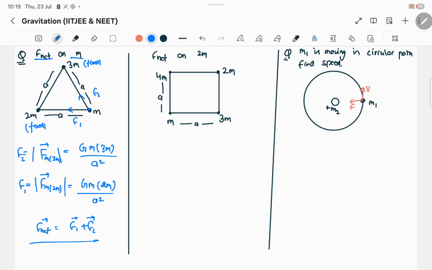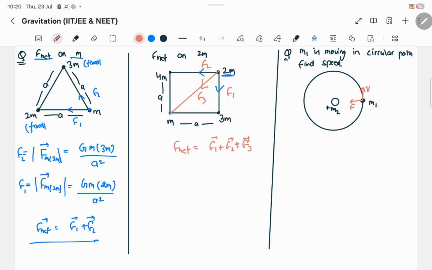Now similarly the question can be like this also. Here you have to find F net on 2m mass. So 4m will attract in this direction, 3m will attract in this direction, and m will attract in this direction. Remember, the gravitational force will always be along the line joining the centers of the masses. You can say this is F1, this is F2, this is F3. So F net will be F1 vector plus F2 vector plus F3 vector, meaning you have to resolve this vector.